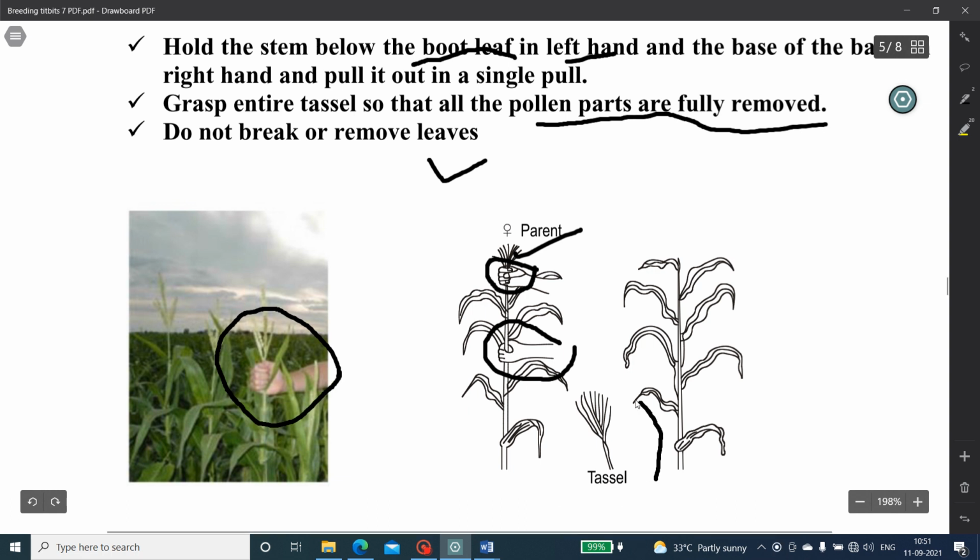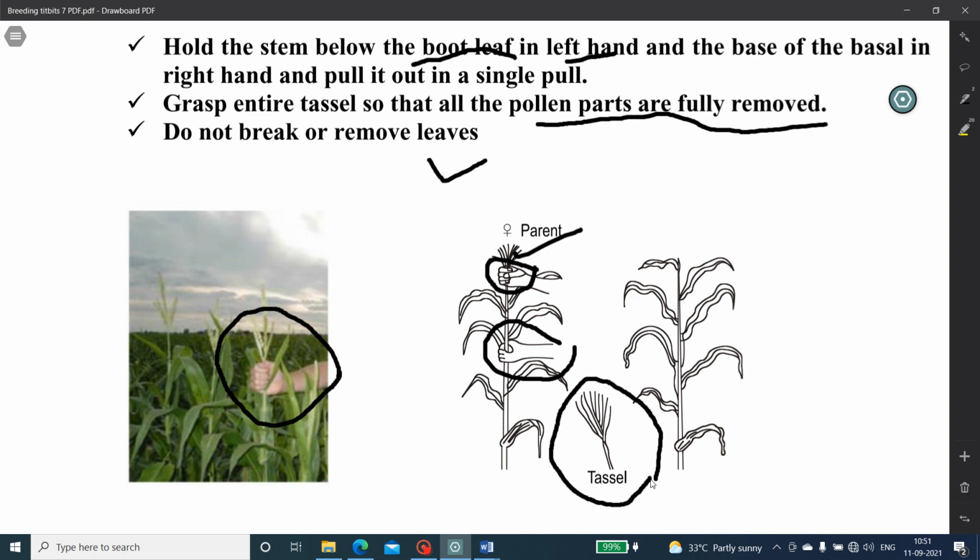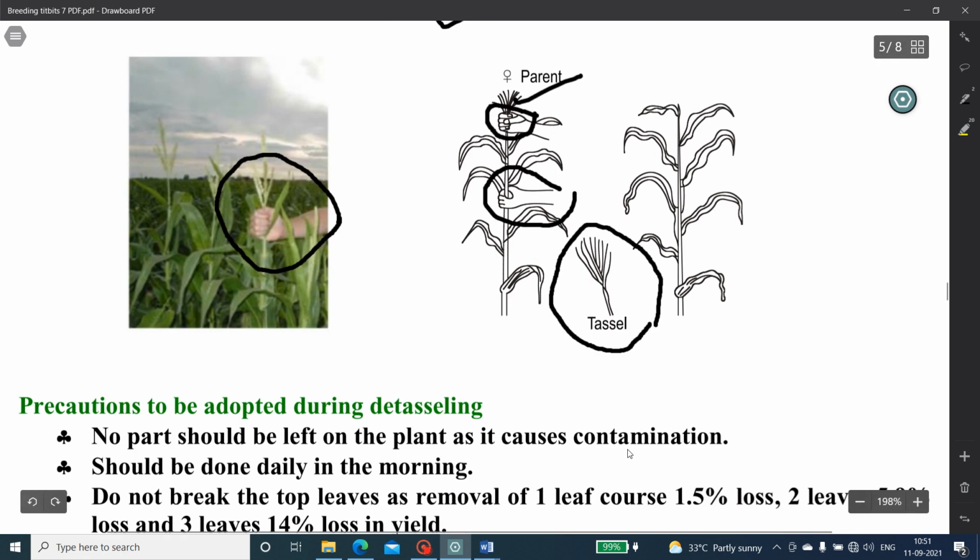And after the removal of the tassel, you should not keep it in the hybrid seed production plot itself. It has to be buried in the soil. If you don't bury it, it will also shed the pollen and it will give genetic contamination, and that will create a lot of problems.